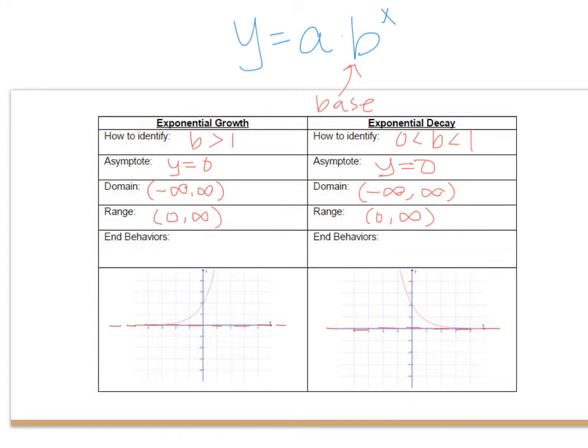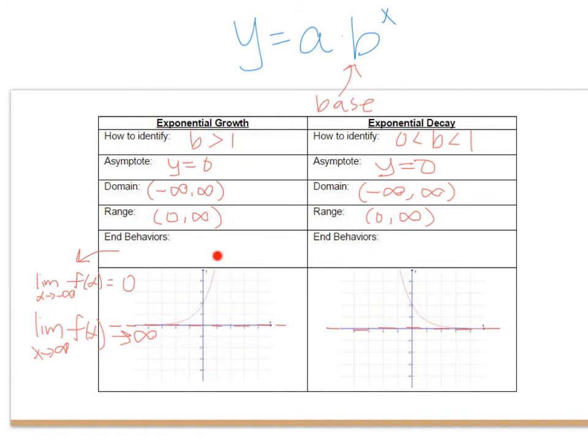And then lastly, we need to squeeze in our end behaviors here. I don't know that I'm going to have much room, so I'm going to write them over on the side. So for our exponential growth, the limit as x approaches negative infinity of some function. Well, remember, we're talking about what's happening over here as our x values are becoming more and more negative. That's approaching 0, whereas the limit as x approaches positive infinity for an exponential growth function goes to infinity.